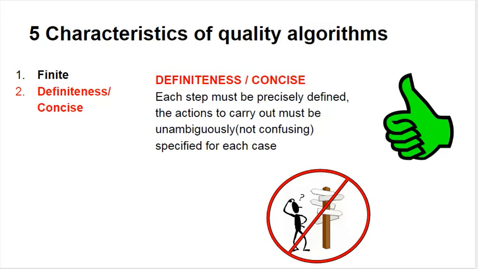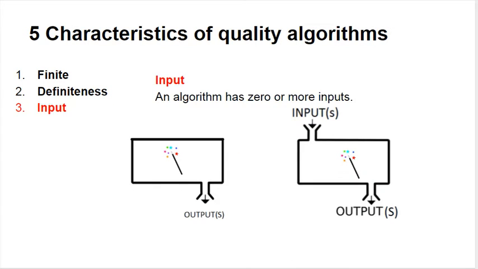Second characteristic, definiteness or concise. Each of the steps that is part of the algorithm is not confusing. It can't be interpreted in multiple ways. Whatever you state is it. Right? There's no multiple interpretations. So it's very clear.